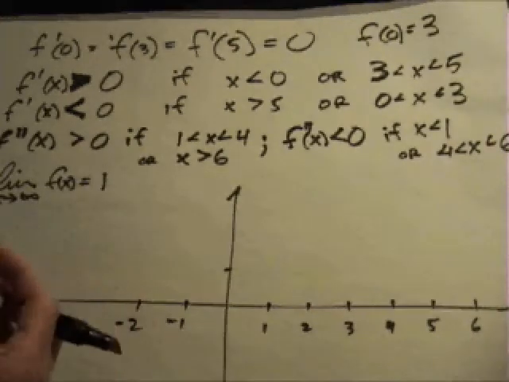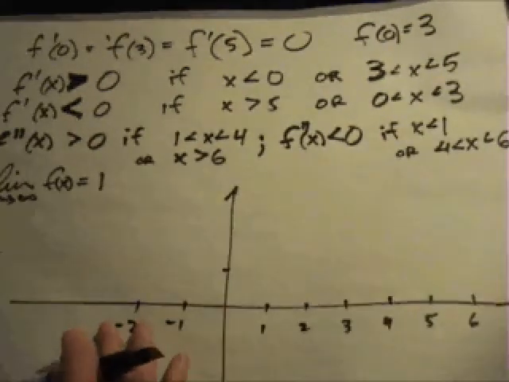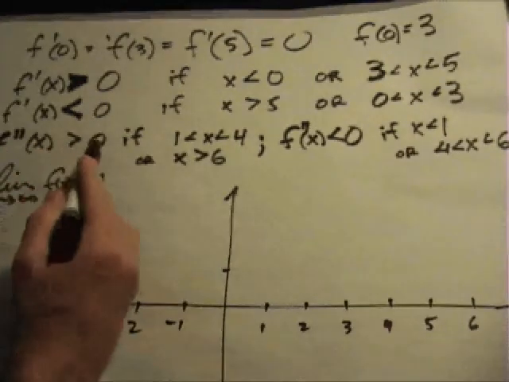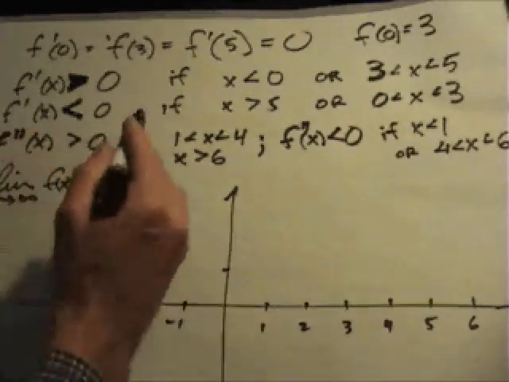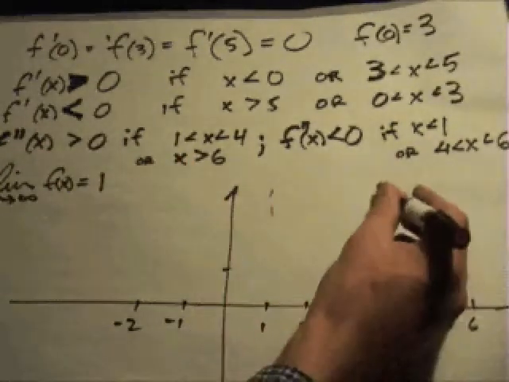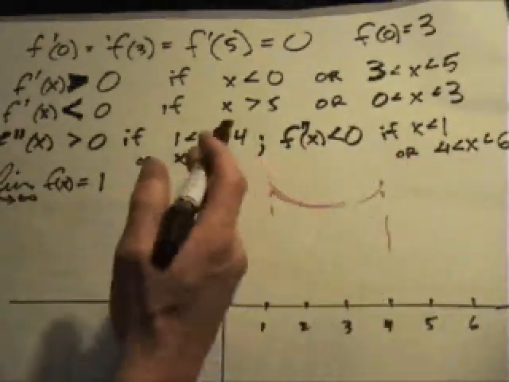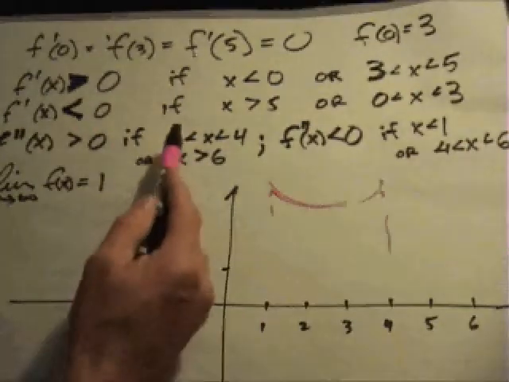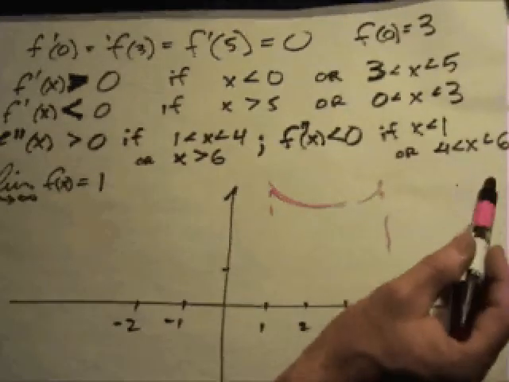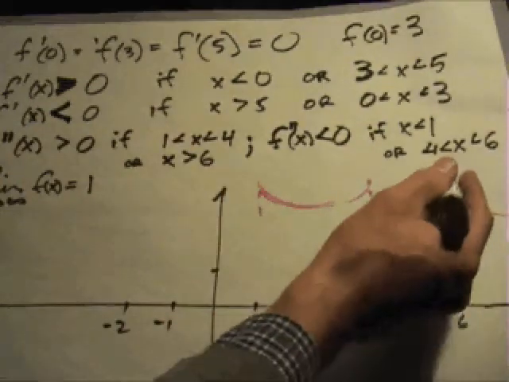I'll do my rough draft in pink and then make the final copy in dark ink. So looking at this, the second derivative is greater than 0. That's concave up. It's a U-shape up between 1 and 4. So somewhere between 1 and 4, I know it's basically an upward shape. Could be a left half or right half or some part in between, but it's that upward shape. And then also when x is greater than 6, it's basically like a U shape out here as well.